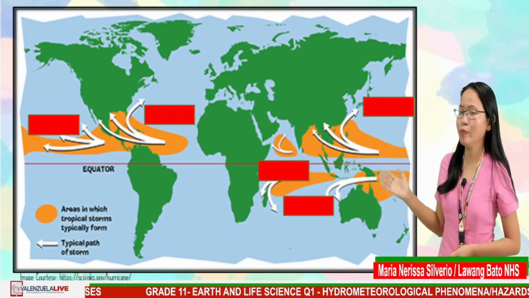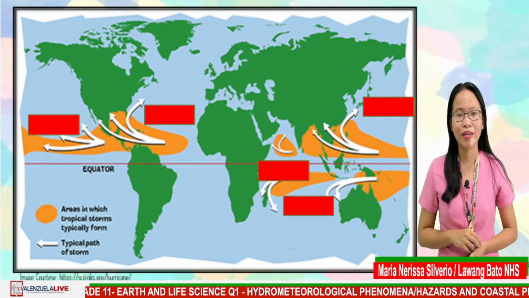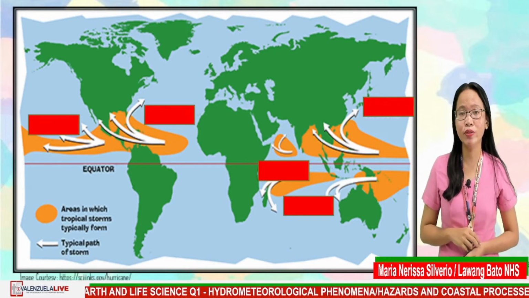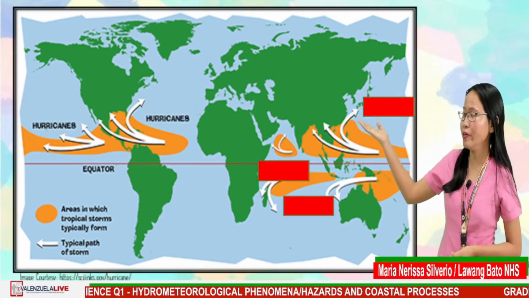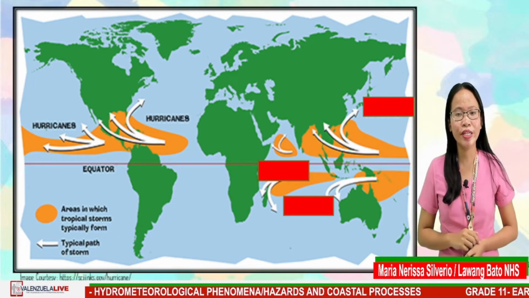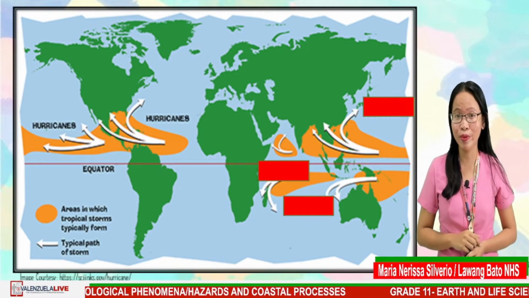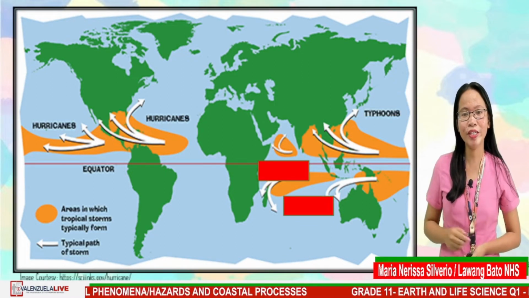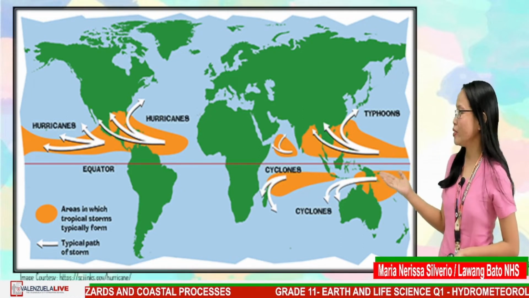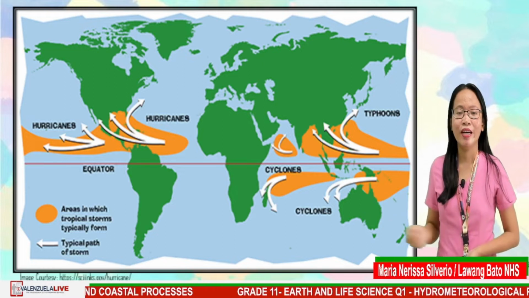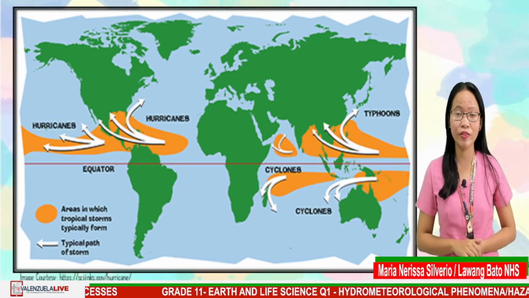Let us use this map to show the birthplace of a tropical cyclone. If it originates on the North Atlantic and Northeast Pacific, it is called a hurricane. When it originates on the Northwest Pacific, it is called typhoon. And when it originates on the South Pacific and Indian Ocean, it is called a cyclone. Is our country directly along the path of typhoons?